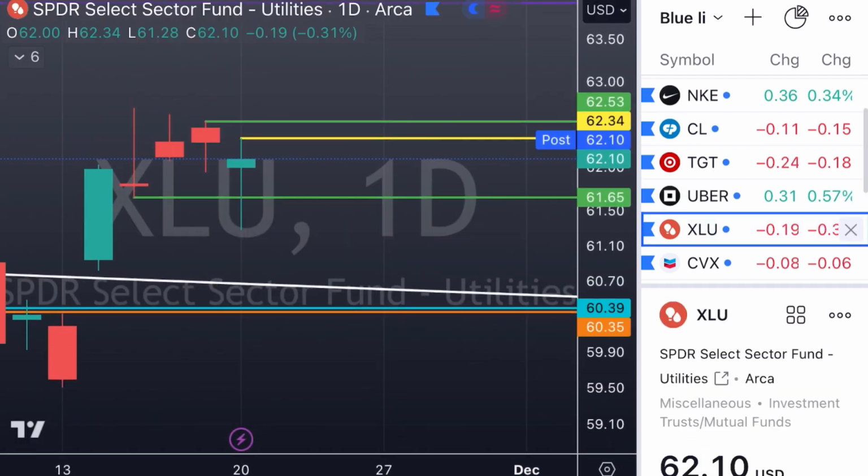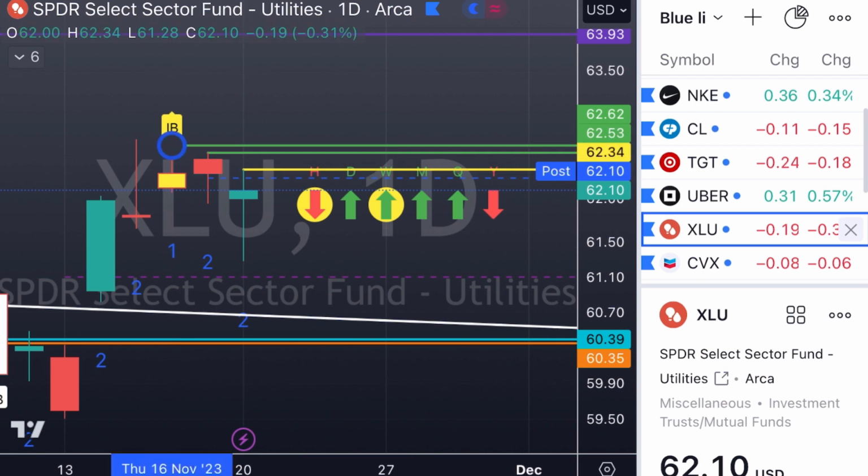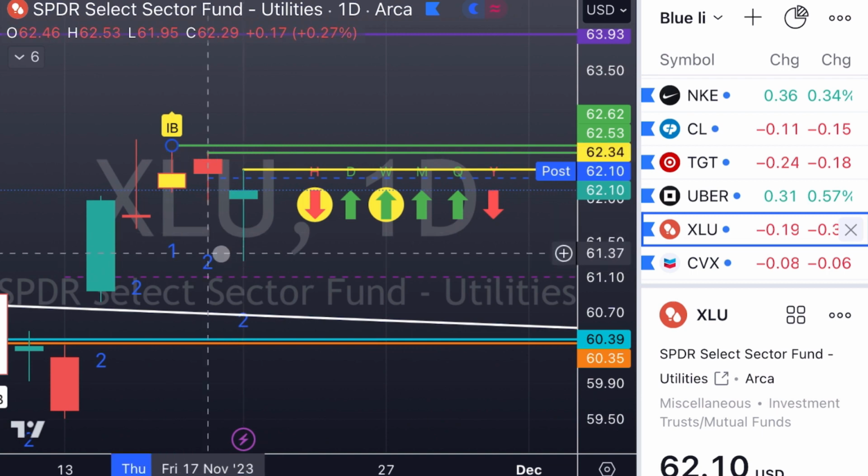Let's look at XLU. Same thing. We had the 2 down that finished green on XLU. So hammer candle, we're going to look for the calls at 62.34, and then we have the first 2 targets marked out. And you don't have to take these trades off of the day signals.